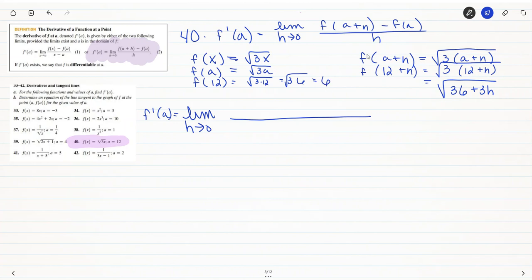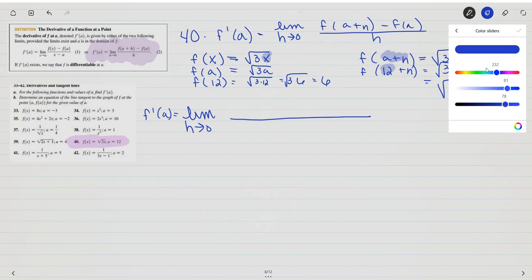If I wanted to find an expression for f of a plus h, that means to go to our function and replace this x with a plus h. And when I replace the x with a plus h, I would get the square root of 3 times a plus h. In this case, we're given that a is 12. So if I replace a with 12, f of 12 plus h will be the square root of 36 plus 3h. So let's look at this definition of a derivative at a point, and let's do the calculation.